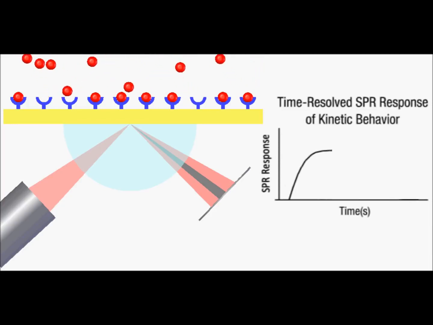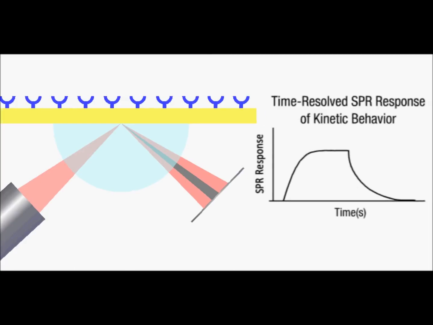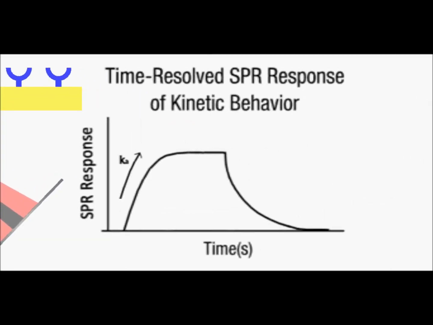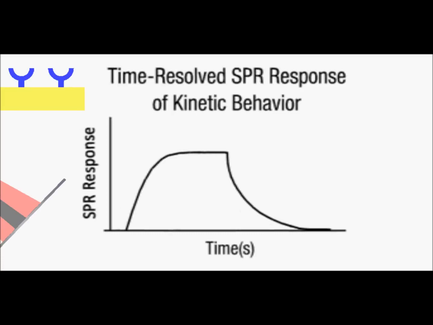As the SPR response levels off, the system approaches equilibrium, and the number of molecules binding and unbinding become equal. When no more analyte is introduced into the system, the molecules will continue to unbind, resulting in a decrease in SPR response. The association constant, Ka, can be extracted from the behavior of the binding response, and likewise, the dissociation constant, Kd, can be extracted from the unbinding response. The ratio of these two rate constants can yield the binding affinity of the system.